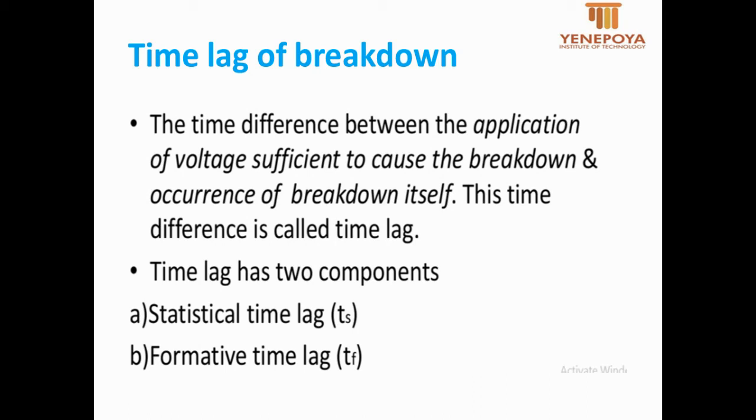Time lag of breakdown. What is the time lag of breakdown? The time difference between the application of voltage sufficient to cause the breakdown and the occurrence of the breakdown itself is called time lag. Time lag has two components: first, statistical time lag Ts, and second, formative time lag Tf.